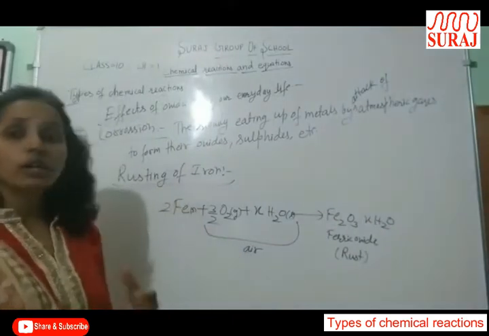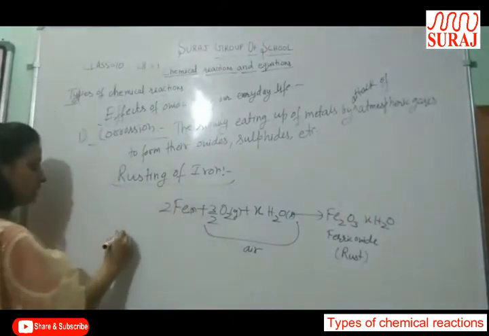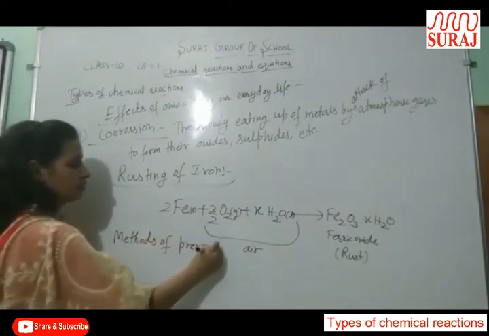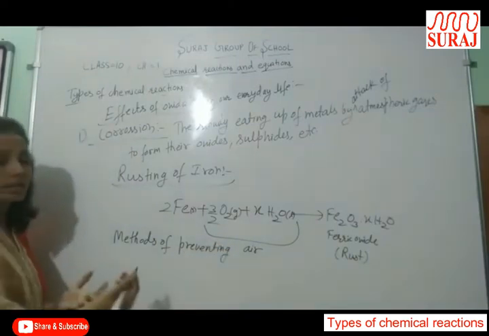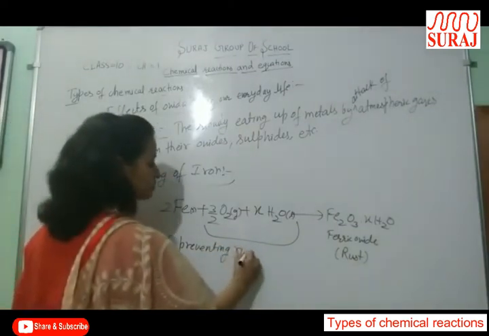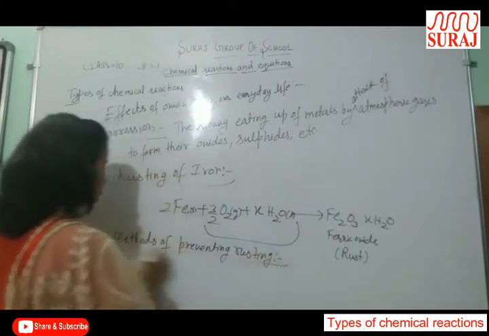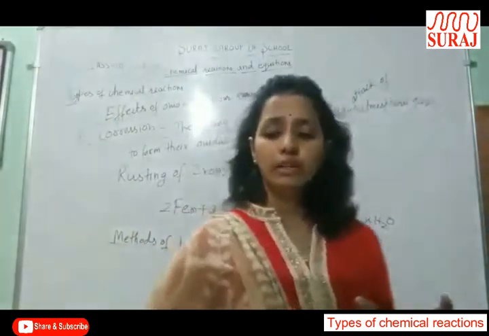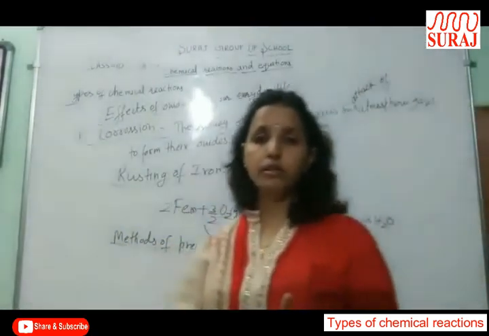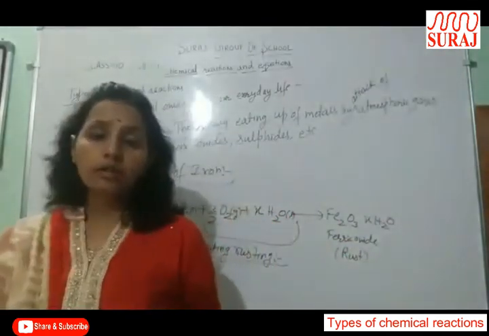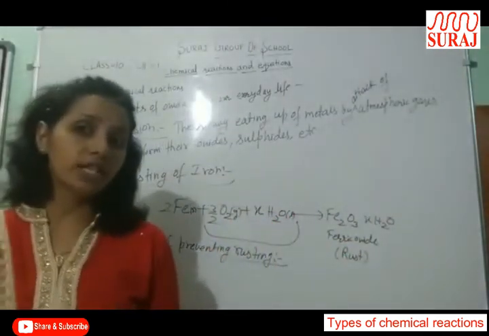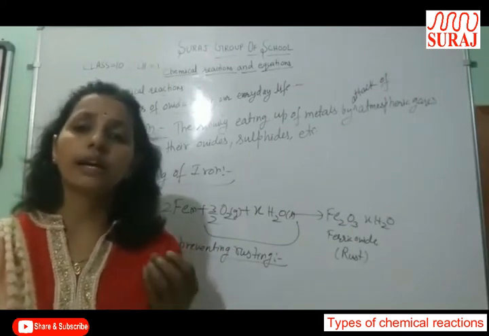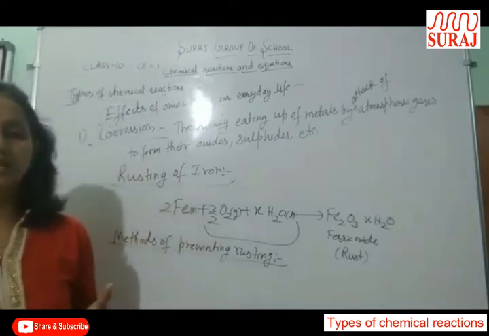Now the methods of preventing rusting. What are the methods which we use to prevent rust? These are by painting, by greasing, by oiling, by galvanization. What is galvanization? The thin coating of zinc on iron articles is known as galvanization.